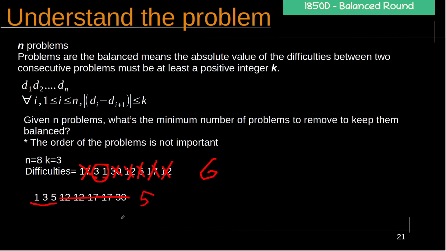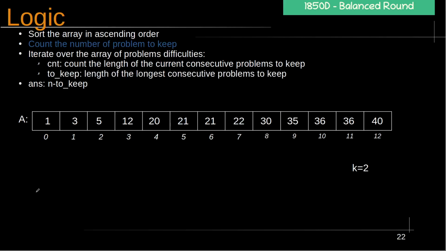So as you see, the answer is not the same. The minimum number of problems is 5, not 6. So we have to solve the problem by difficulties, of course, in ascending order. We're going to compute the number of problems to keep or to remove. This is easier than counting the number of problems to remove.